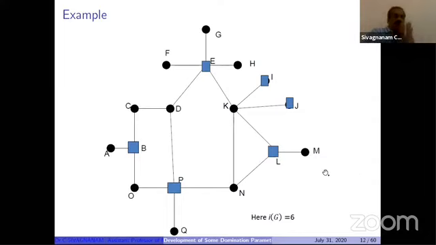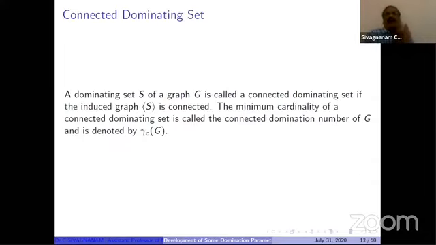Similarly, in the previous definition of the dominating set, we imposed the condition of the independent property. Now we are imposing the condition of connectedness. So S is a dominating set. Using S, we draw the graph. It is called the induced subgraph, the graph induced by S. I denote this by this notation.